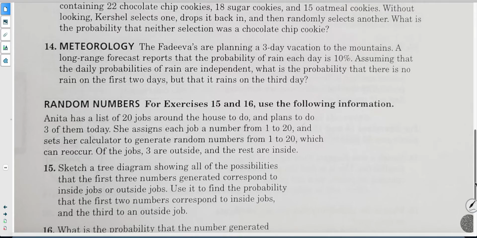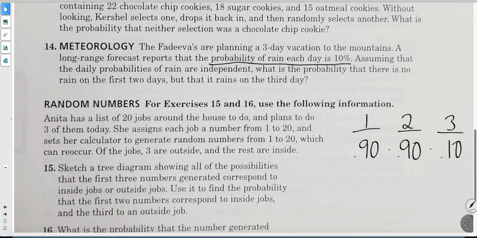Okay, so we would have day 1, day 2, day 3, and I'll write the probabilities below for each one of those. So remember, if our probability of rain is 10%, then the probability of no rain would be 90%. So day 1, we want no rain, and day 2, we want no rain. So the probability of both of those is 90%. And then the probability of rain is 10% on the 3rd day. So you would just multiply those percentages to get your final answer of 0.081.